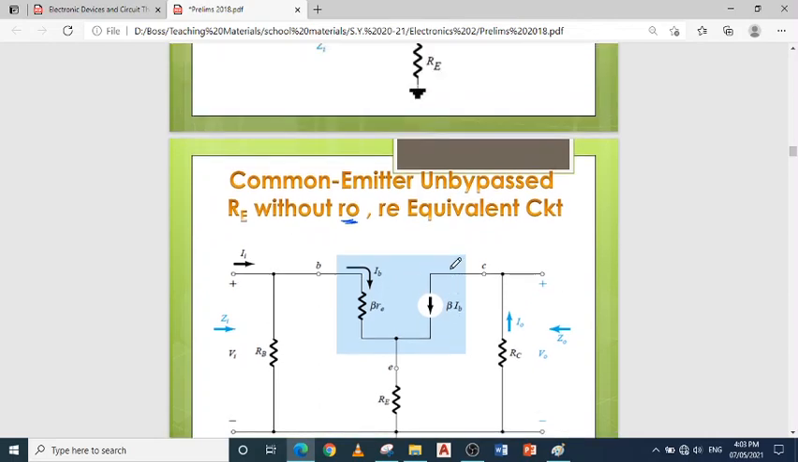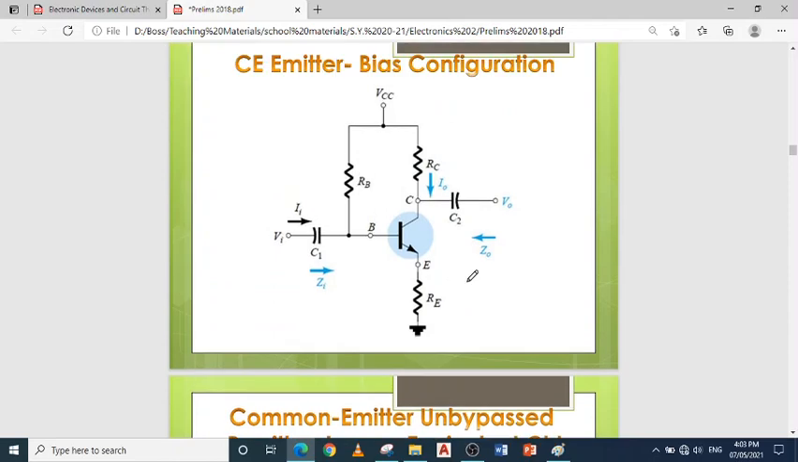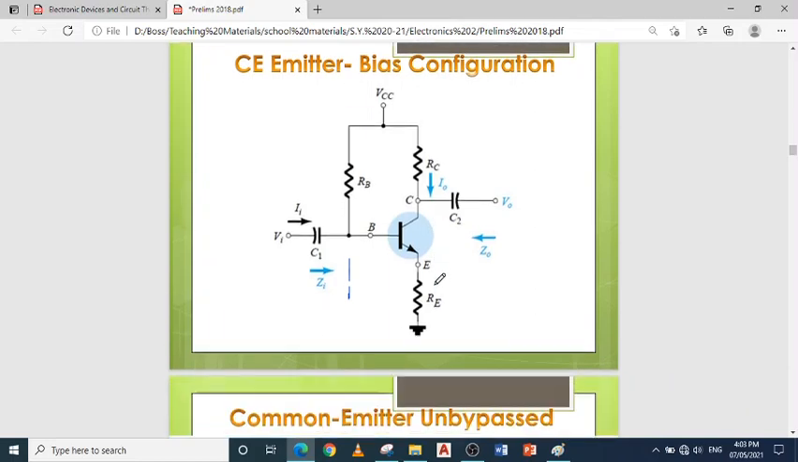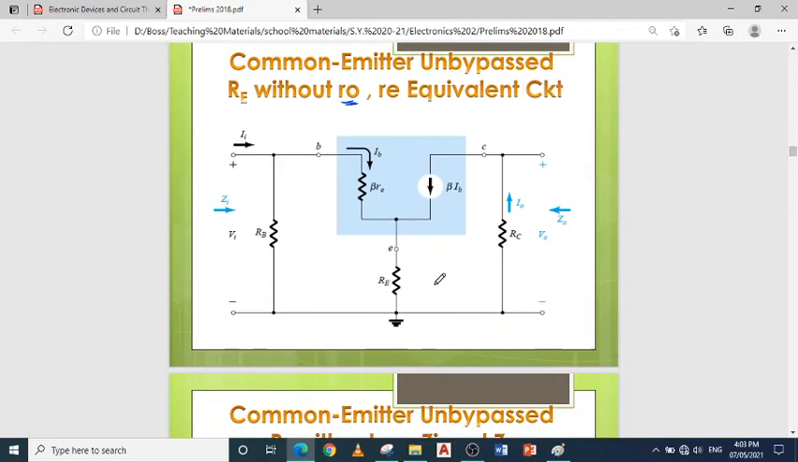So, our circuit is this. Common emitter bias configuration. In the voltage divider, there was a resistor down here, but now it's gone. So, the AC equivalent of this circuit is this one. Okay?